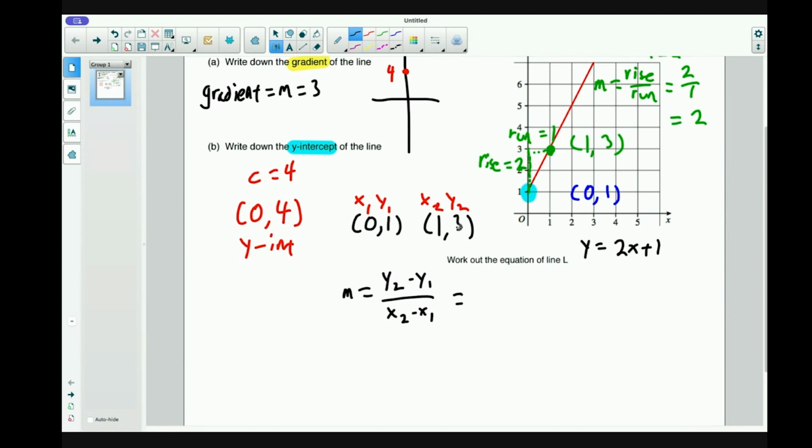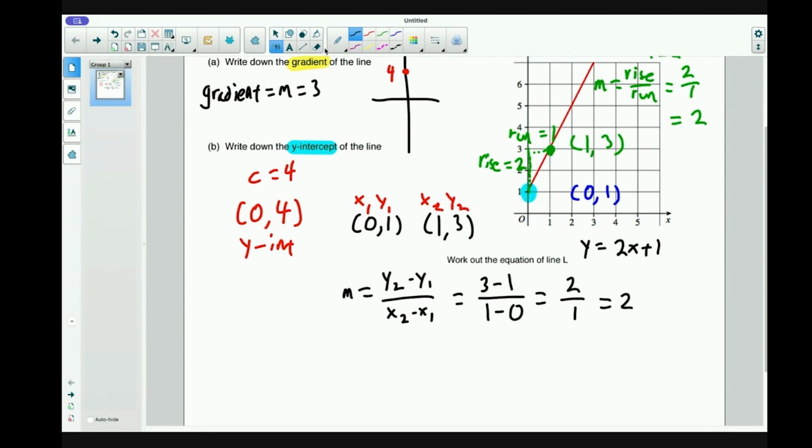And my y2 in this case is 3. And I'm going to subtract my y1, which is just 1, and I'm dividing this by my x2, which is 1, and my x1, which is 0. Okay. So we can continue on along with this. We'll see 3 minus 1 is just 2, and 1 minus 0 is 1, which again gives us 2.